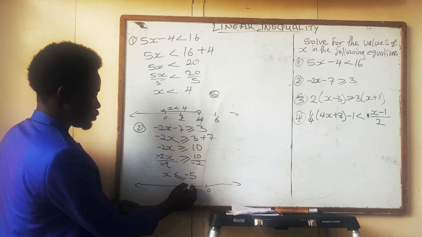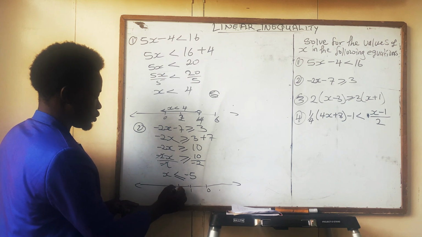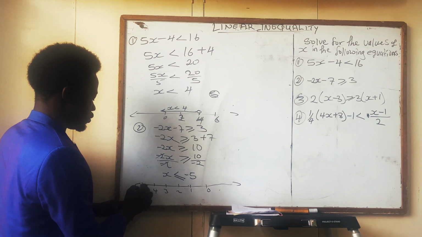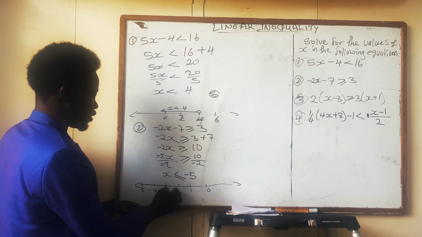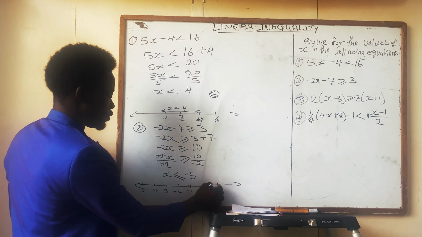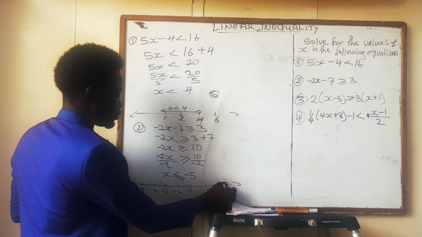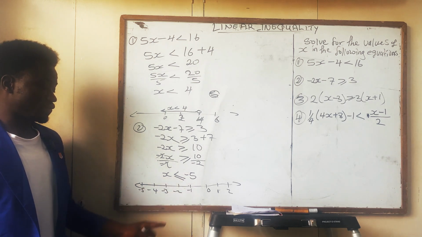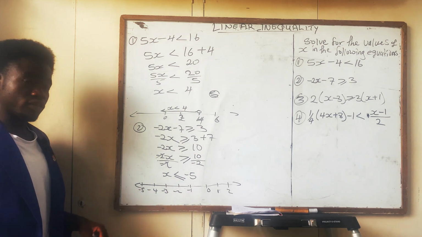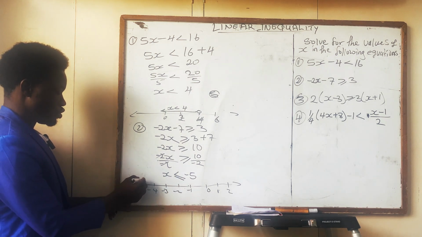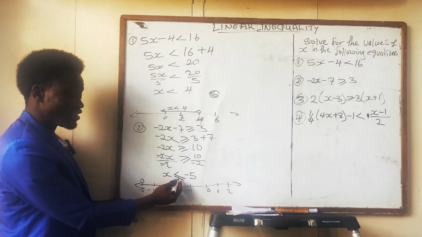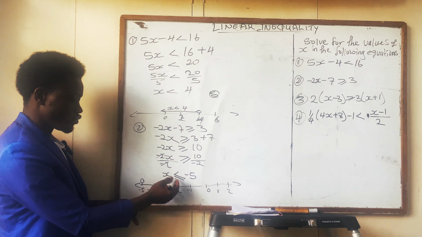So I have my 0, 1, 2, 3, 4, 5. Remember this side is the negatives. 1, 2. Now the sign is negative 5, so we look for negative 5, which is here, and you put the dot there. The next thing you want to look at is, is it less than or equal to, or just less than? It's less than or equal to.